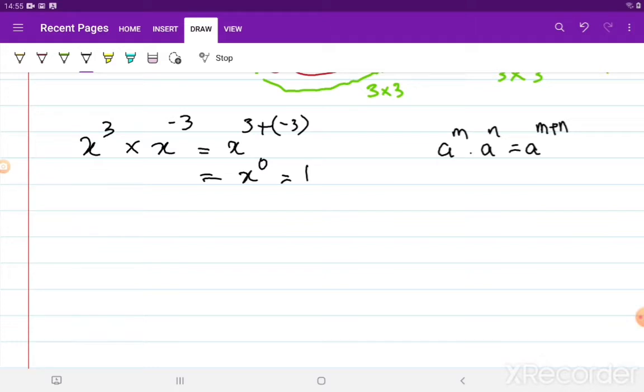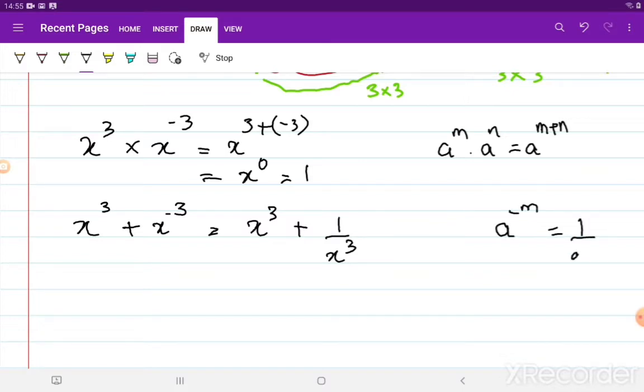Another set of people must have faced x to the power 3 plus x to the power minus 3. Now remember, you cannot use the earlier rule to solve this. Maximum what you can do is write this as x to the power 3 plus 1 by x to the power 3. So which rule am I using? I am using this rule: if it's a to the power minus m, I can write it as 1 by a to the power m.